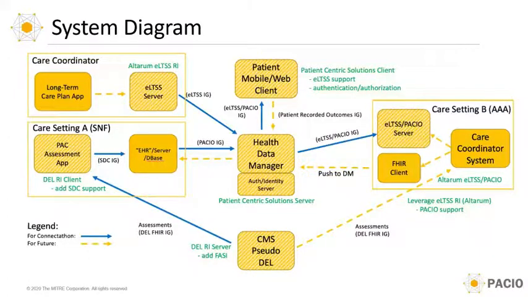So this is kind of a view of how the system is put together. There's a number of different systems, as you can see, with the various different boxes. And we also have a care setting C, which is the home health agency again, at the end, which will be able to pull data from the health data manager as well. Next slide.